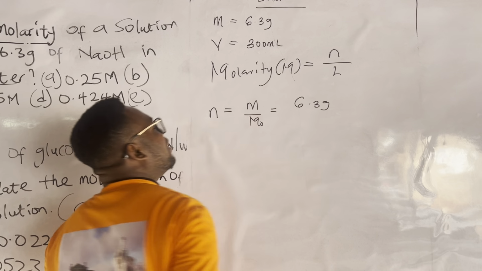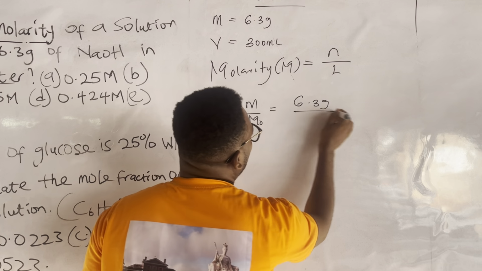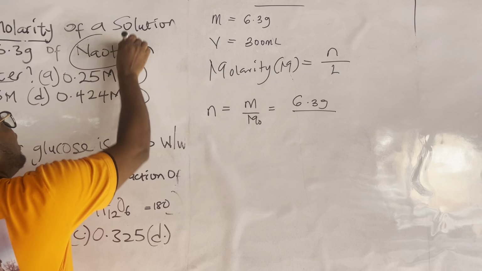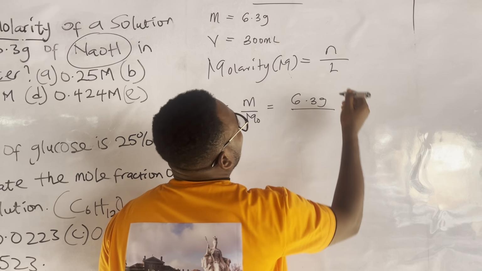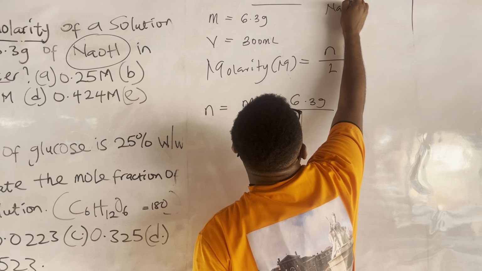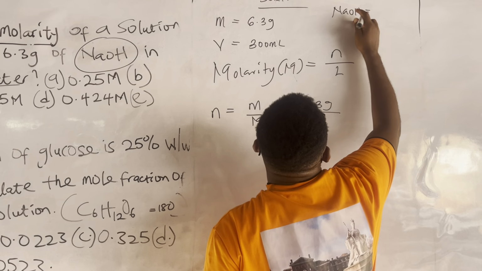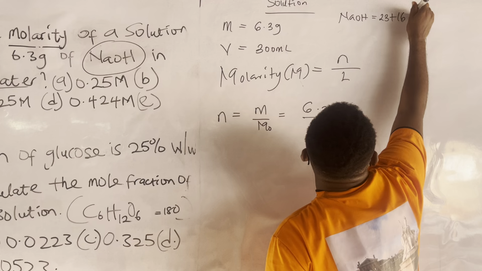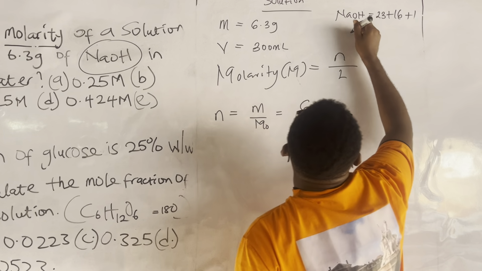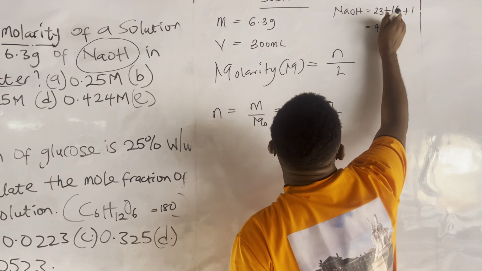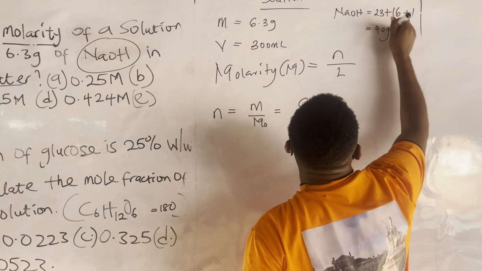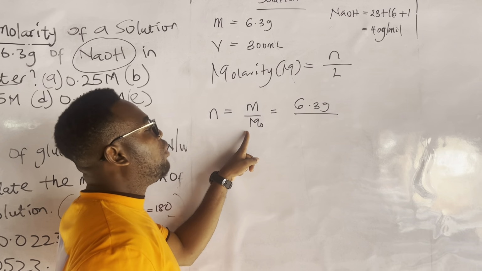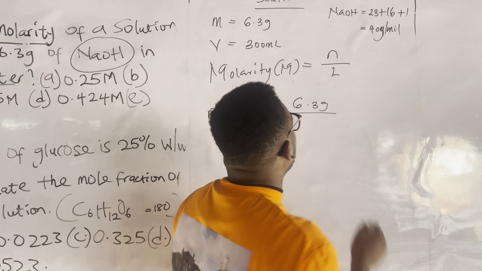What is the mass in this case? 6.3 grams. Now, to get the molar mass of the substance, which is NaOH. If you solve everything here, sodium is 23 plus, oxygen is 16 plus, hydrogen is 1. If you do this successfully, you will get 40 grams per mole. And that is our molar mass.